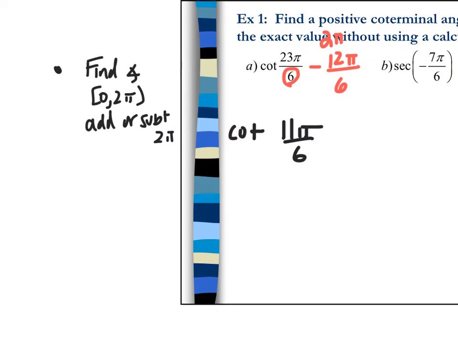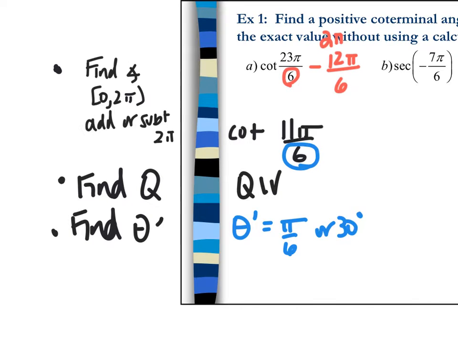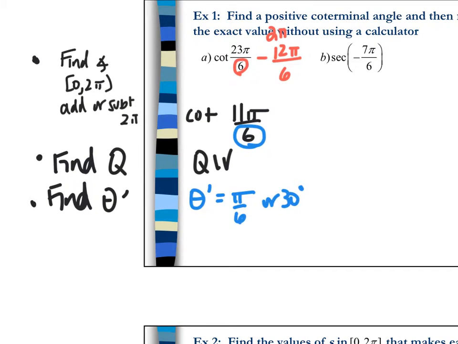Now that I've gotten that, I want to find the quadrant and my reference angle. This angle right here is almost equal to 2 pi. This is a 4th quadrant angle, and I want to find my reference angle. Since I have a 6 denominator, my reference angle is going to be pi over 6, which is the same as 30 degrees. So at this point, you're trying to find the cotangent of 30 degrees, which we know to be root 3, in quadrant 4, which makes it negative. So our answer will be negative root 3.